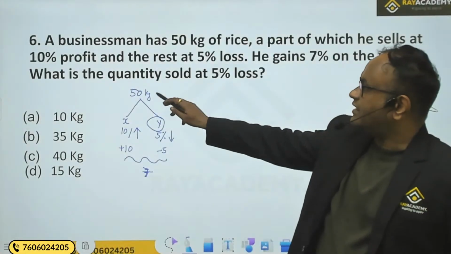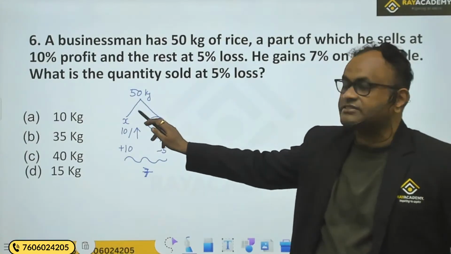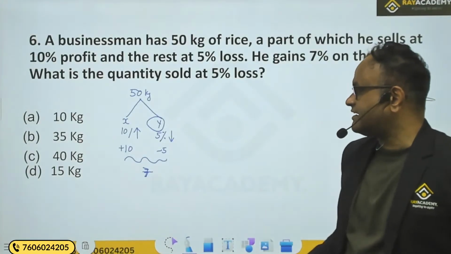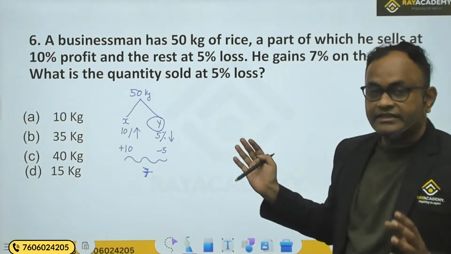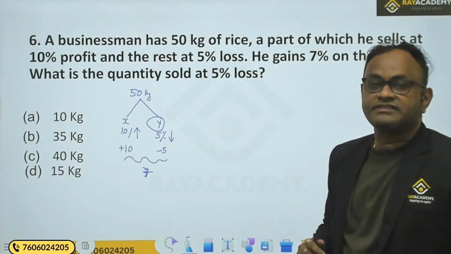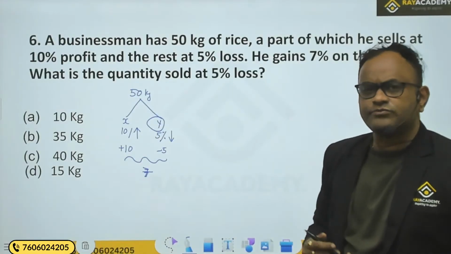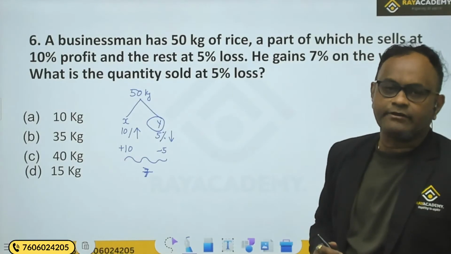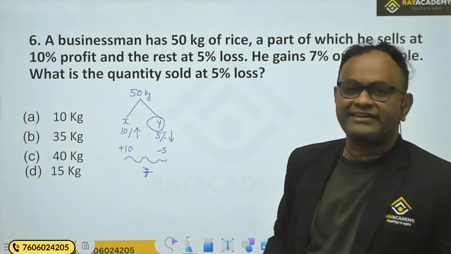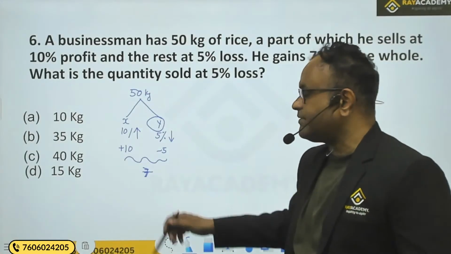50 kg rice is there, x kg and y kg. X kg is sold at 10% profit, y kg is sold at 5% loss. When they are mixed, ultimately he is getting 7% profit. So for the sake of calculation in the alligation method, we can take 10% as positive. The 5% loss will be -5, and the average profit is 7.